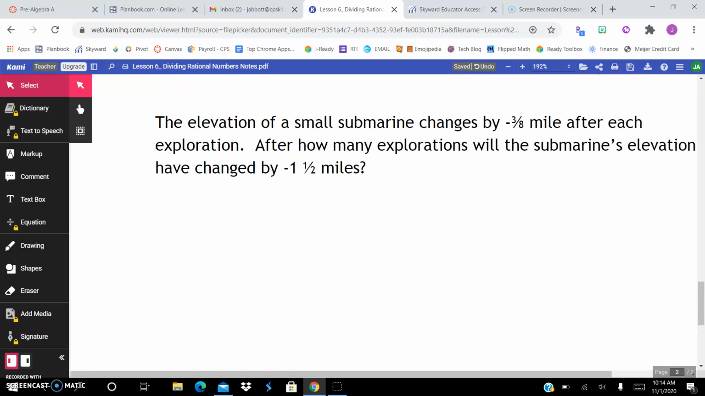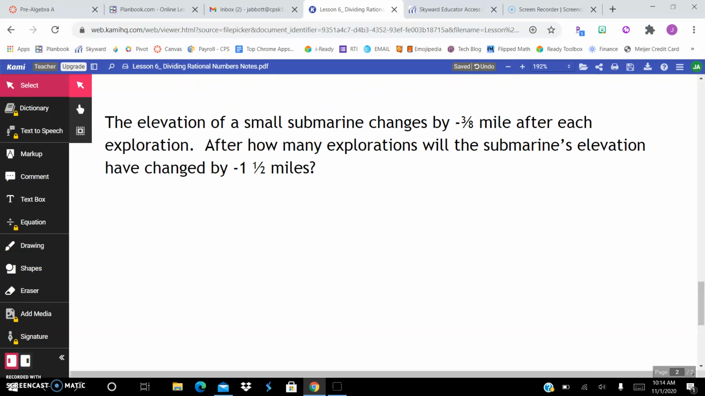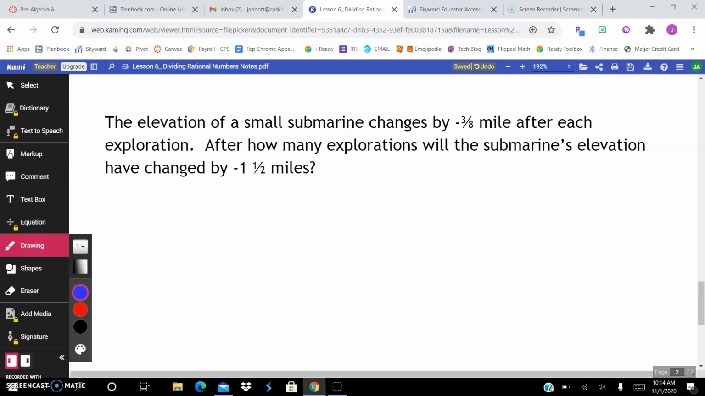All right, the elevation of a small submarine changes by -3/8 of a mile after each exploration. After how many explorations will the submarine's elevation have changed by -1.5? So the total change is -1.5, so we're going to have to take that, and we're going to divide it by each time it changes by -3/8.